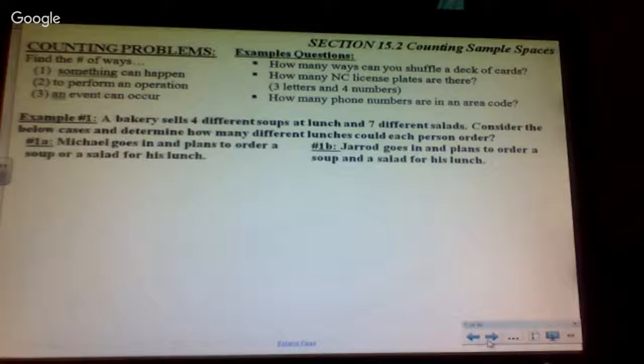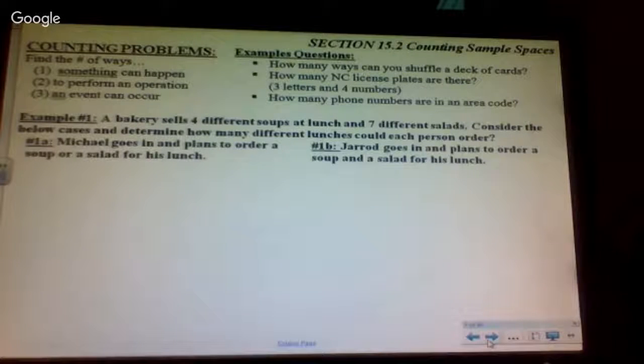Section 15.2, counting problems. We're going to use all of that towards the end to do this section. So we're going to be able to answer questions today about how many ways you can shuffle a deck of cards, how many NC license plates there are that contain 3 letters and 4 numbers, and how many phone numbers are in an area code. We can find the number of ways that something can happen, to perform an operation, or any ways that an event can occur. So we've got a bakery that sells 4 different soups at lunch and 7 different salads. Consider the below cases and determine how many different lunches each person could order.